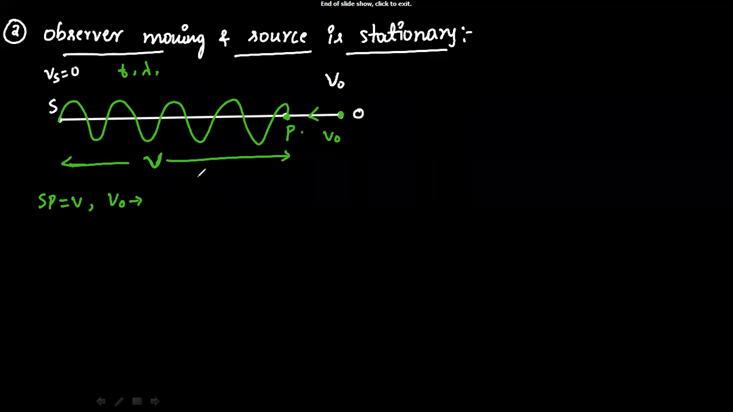Okay, next, now the sound waves and the observer move towards each other. The sound wave moves this way, the observer moves that way. Then what will be the actual velocity, the relative velocity of these two moving opposite each other? Relative velocity means the velocity of one object with respect to another object. Since they are approaching each other, the velocity is given by v plus vo.